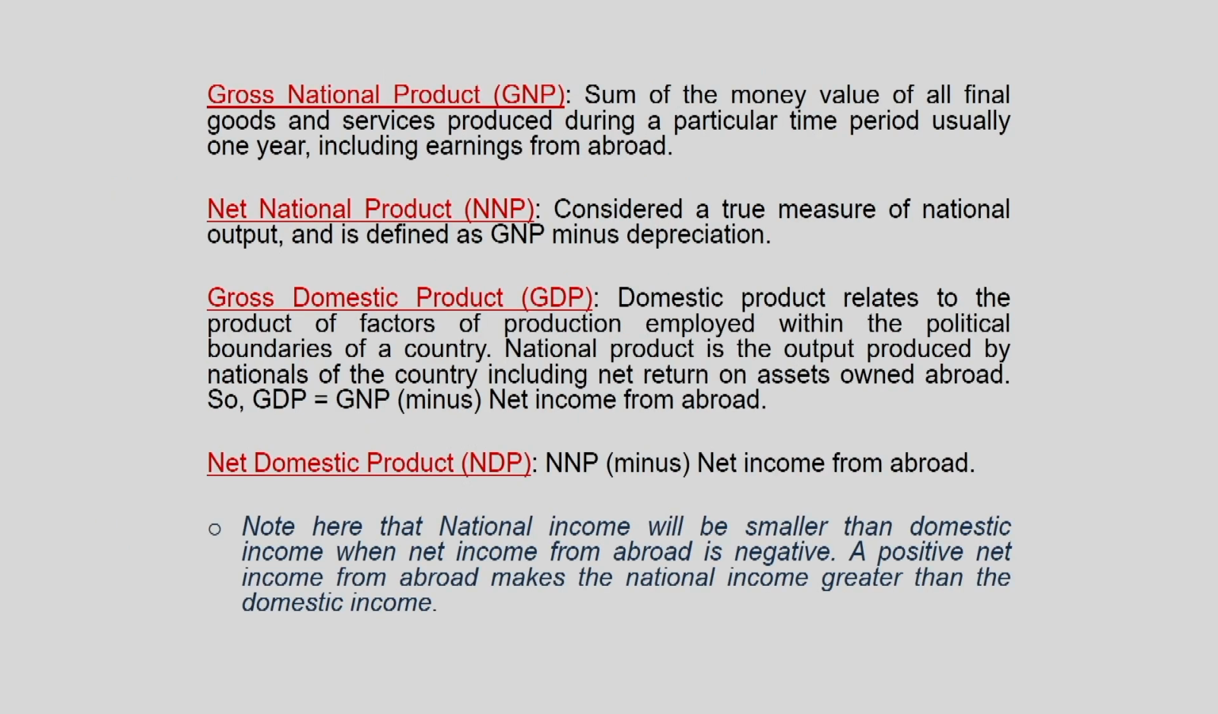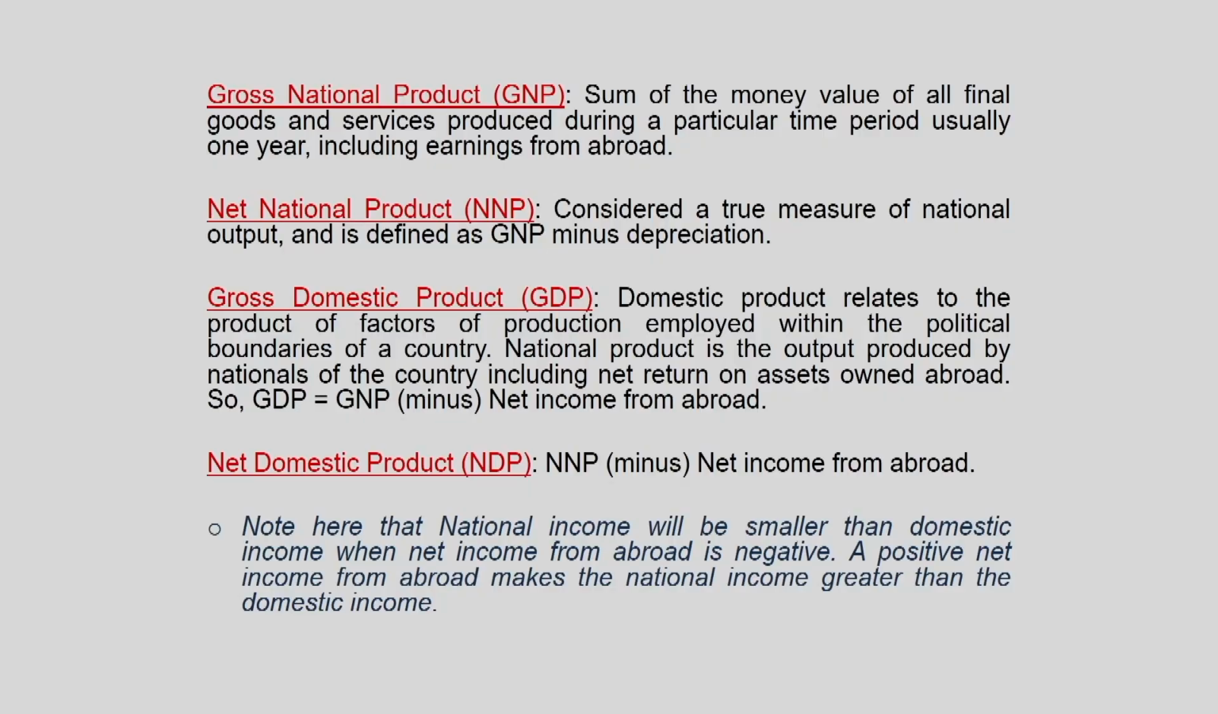Moving on, let us have a look at some of the definitions of national income. One of the most widely used terminologies in national income accounts is what is referred to as the gross national product. Gross national product is defined as the sum of the money value of all final goods and services produced during a particular time period, usually 1 year, including earnings from abroad. Now GNP consists of a variety of final goods and services like manufacturing, services, etc. These diverse items cannot simply be added up to get GNP. Therefore, we add only the money value of these final goods and services.